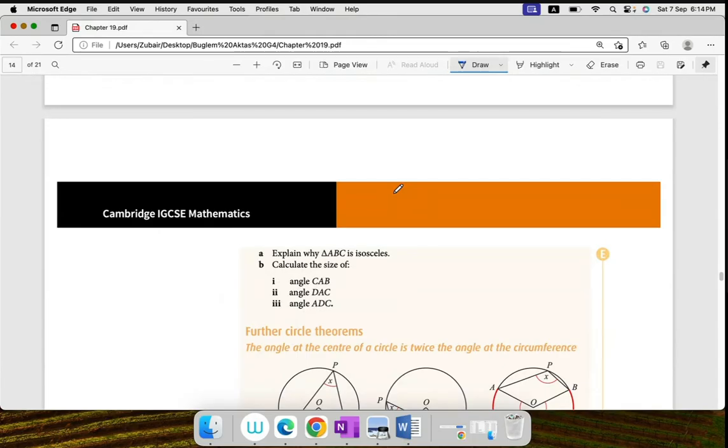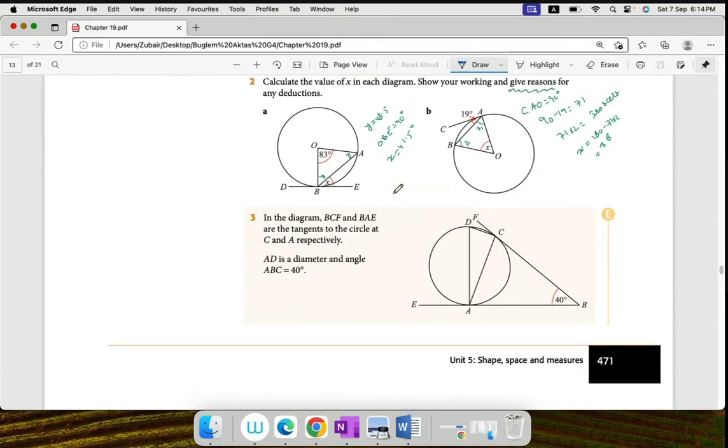Explain why triangle ABC is isosceles. Property, straight away property. Two tangents from one external point. These two tangents are equal. So we'll just mention that these are two tangents from one external point.